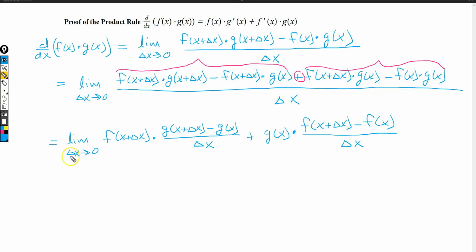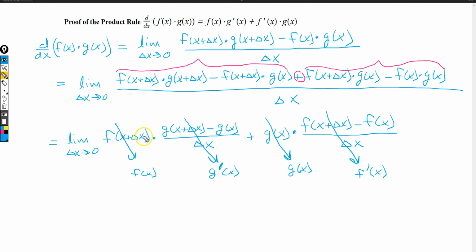Now let's notice this. As delta x goes to 0, f of x plus delta x is just going to be approaching f of x. Now what's this approaching? Well, that looks just like a derivative, and that is actually going to be approaching g prime of x. Now this term right here, the g of x, does not depend on delta x at all. So that is always going to remain as g of x. And this piece right here looks like another derivative. That's the derivative of f. So as delta x goes to 0, that is approaching f prime of x.